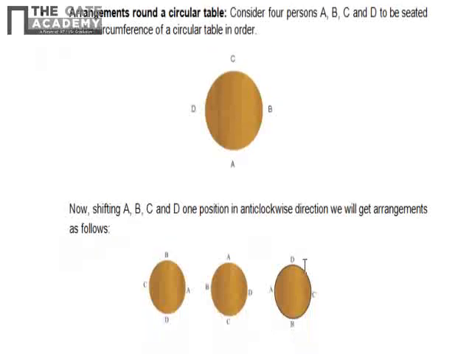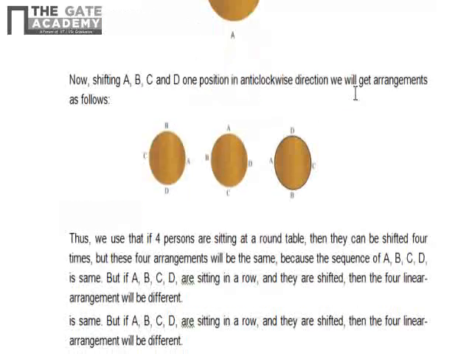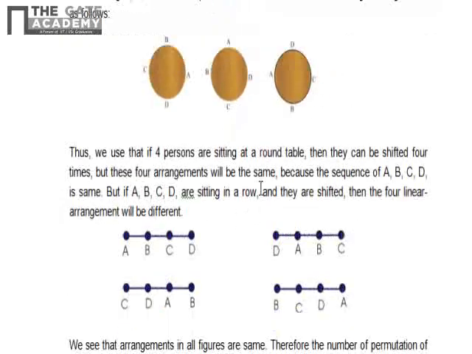And if you move them in a clockwise or anti-clockwise direction, the movement is like this: A B C D, and A B C D, A B C D. But in a linear arrangement, if you move A B C D, A B C D, the order is different. Here, if you see, the order is always the same, A B C D, but in linear the order is different. That means the circular thing is coming together.